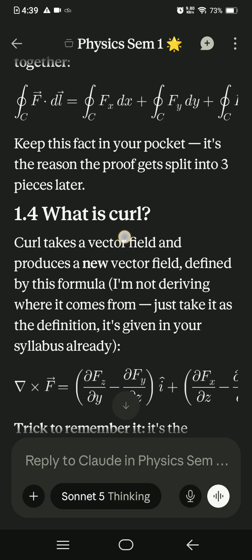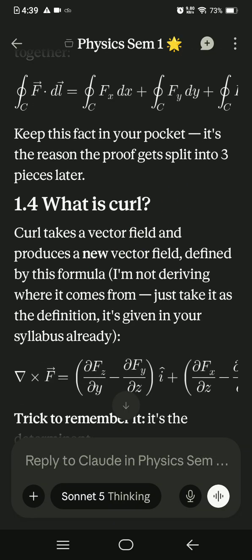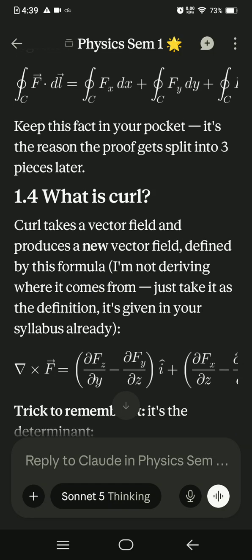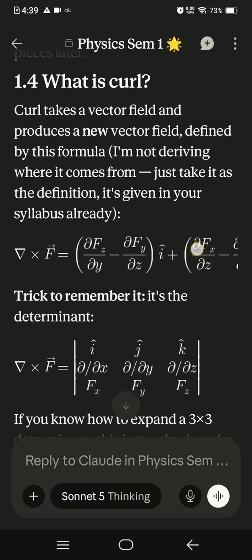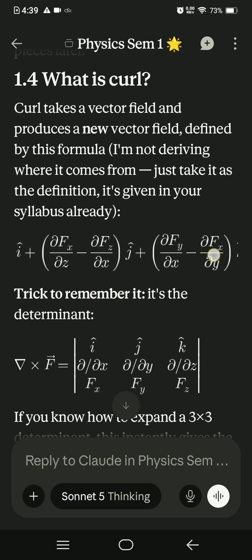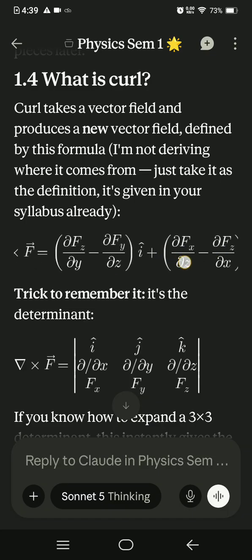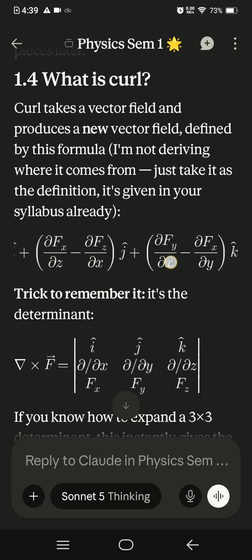Okay. So what is curl? Curl takes a vector field and produces a new vector field defined by this formula. I'm not deriving where it comes from. Just take it as definition. It's given in your syllabus already. Let's just accept it because its derivation can be quite lengthy anyway.